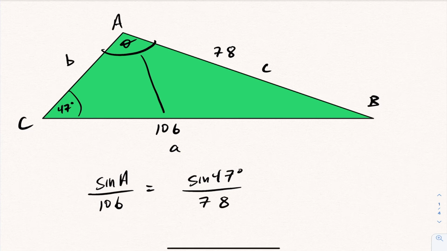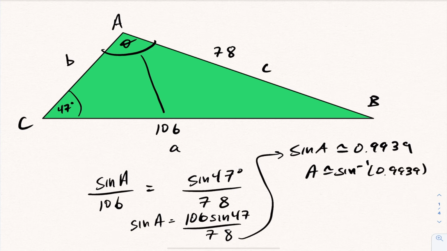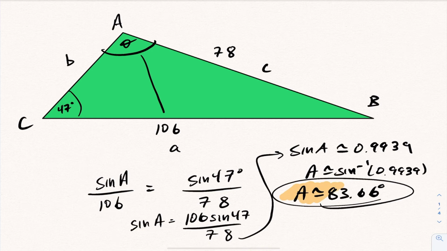Now I want to go ahead and solve for A, but before I solve for A, I have to solve for sine of A. So we're going to multiply across by 106. Now at this point here, I would get this approximate value. I would round to 4 decimal places. So if I round this to 4 decimal places, I get approximately 0.9939. Now we go ahead and take the sine inverse of both sides. And the sine inverse of 0.9939 gives me an approximate value for angle A of 83.66. So therefore angle A is approximately 83.66 degrees.